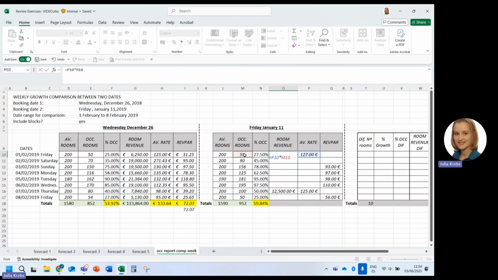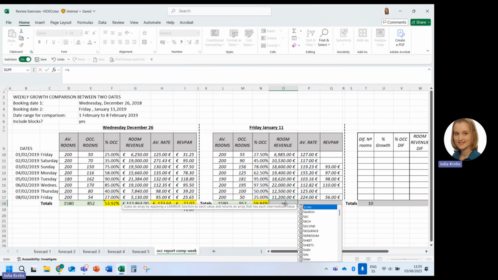So again, ADR times rooms sold, right? Here we have this one given, so let's turn this around: revenue divided by rooms sold. And now we need to go backwards again with the RevPAR, so RevPAR divided by occupancy percentage, and I can drag this down. And I can do now the revenue, ADR times rooms sold, and drag this down. Here both are already given, I don't have to do anything. Oops, sorry, I need to be here. And again, RevPAR divided by occupancy percentage and ADR times rooms sold.